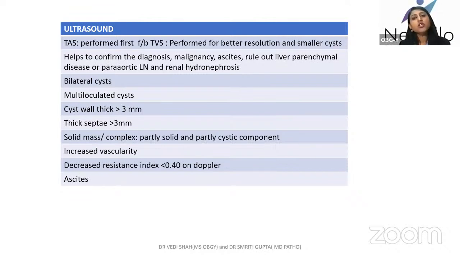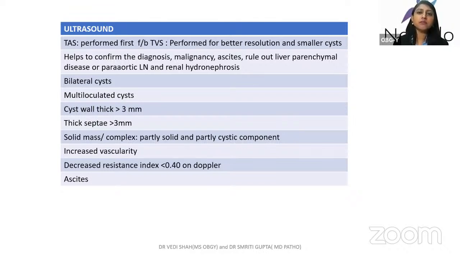There are certain features on ultrasound which help you differentiate whether a tumor arising from the adnexa is malignant rather than benign. There are certain characteristics which point to the tumor having more chances of being malignant compared to benign. To begin with, we start with the transabdominal ultrasound, and for better resolution, you need to go for the transvaginal ultrasound.